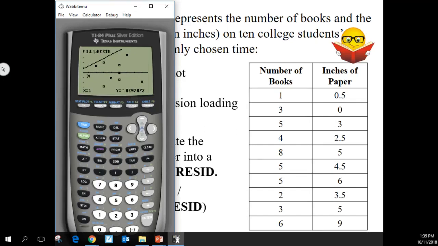Now I can see the size of my residuals by hitting trace. So when x was 1, y is negative 0.829. When x is 3, y is negative 2.93 or 2.94. I can progress through these. When x was 5, y was negative 1.5. I can get all of my points and figure out what my axes need to look like.